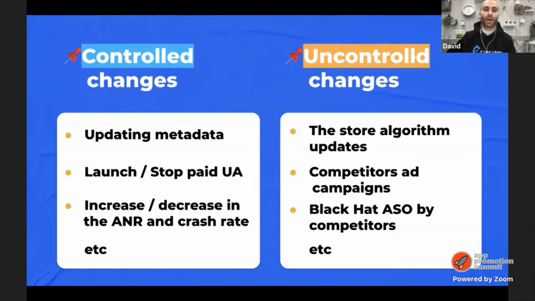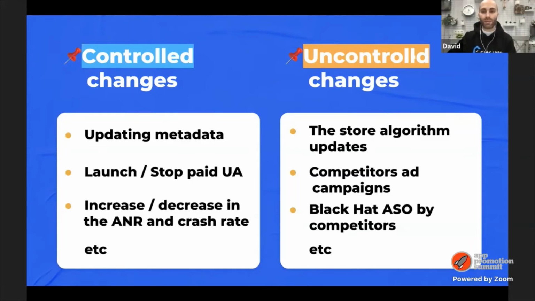As for uncontrolled changes, it can be the store algorithm update, competitor ad campaigns, or black hat ASO of your competitors. It's quite easy to deal with controlled changes, because you should just check your change log, and if you don't keep a record of your updates, you should start right now. It will help you to track the influence of all your updates and compare them with the visibility change chart. And it is a little harder to deal with uncontrolled changes.